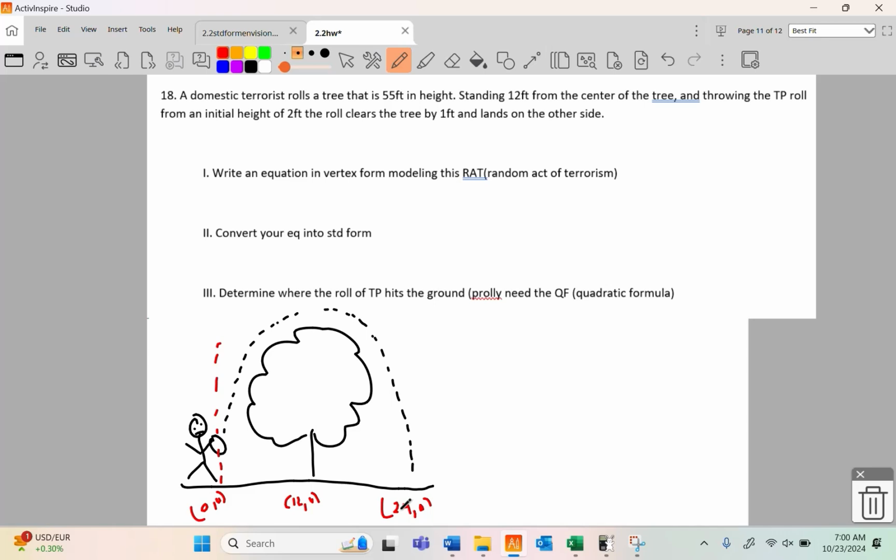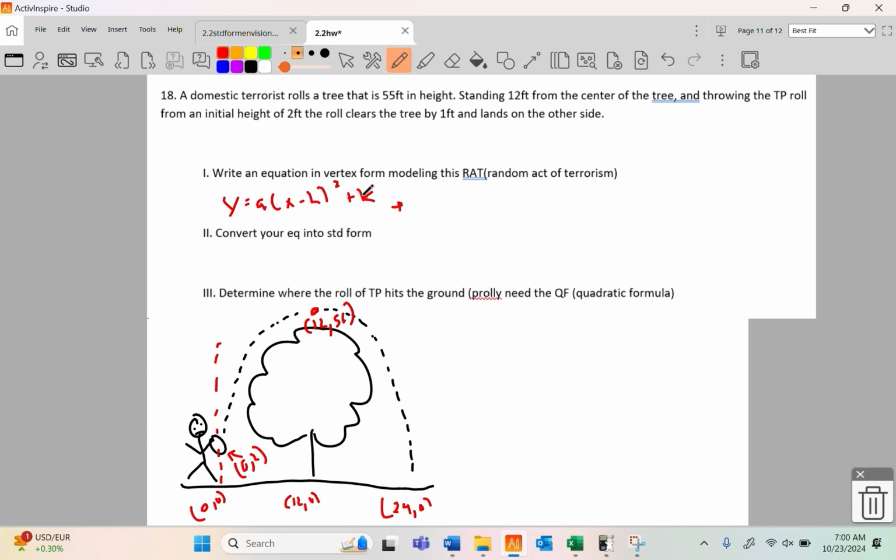The tree is 55 foot tall, and he clears the tree by 1 foot. So here we would be at 12 for x, 56 for y. The roll of toilet paper is at 0, 2, because it has an initial height of 2 foot. And now we write an equation in vertex form that models this random act of terrorism. Vertex form is y equals a times x minus h, quantity squared, plus k.